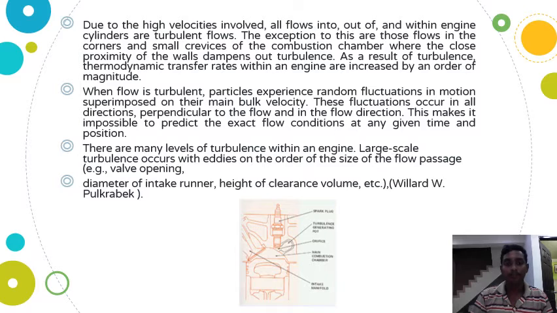When flow is turbulent, particles experience random fluctuations in motion superimposed on their main bulk velocity. These fluctuations occur in all directions, perpendicular to the flow and in the flow direction. This makes it impossible to predict the exact flow condition at any given time and position. There are many levels of turbulence within an engine. Large-scale turbulence occurs with eddies on the order of the size of the flow passage, for example valve opening, diameter of intake runner, height of clearance volume, etc.